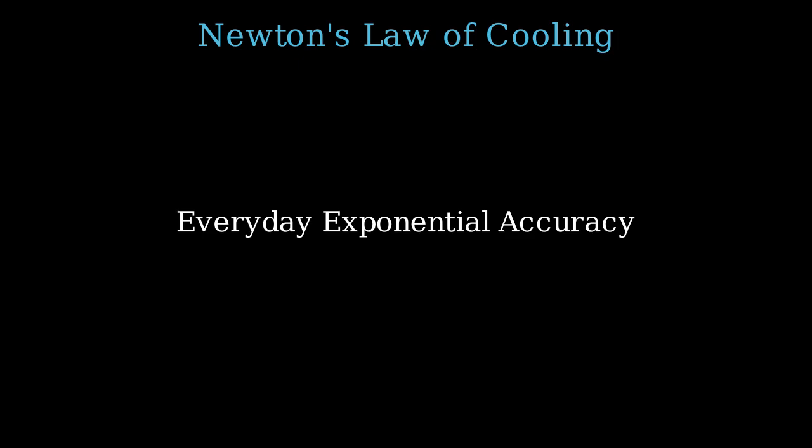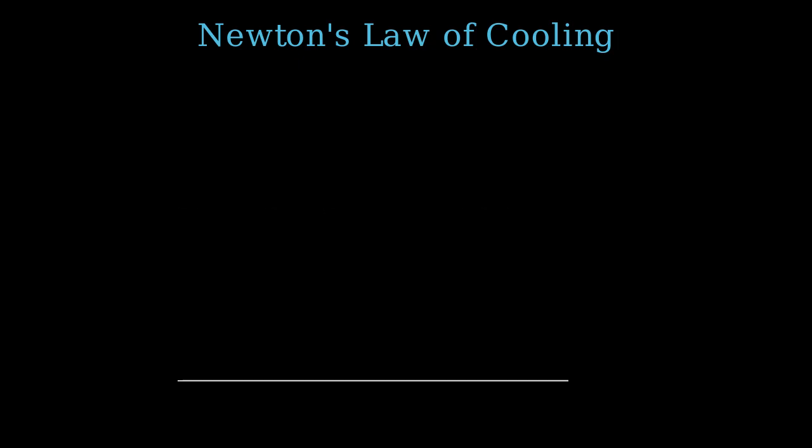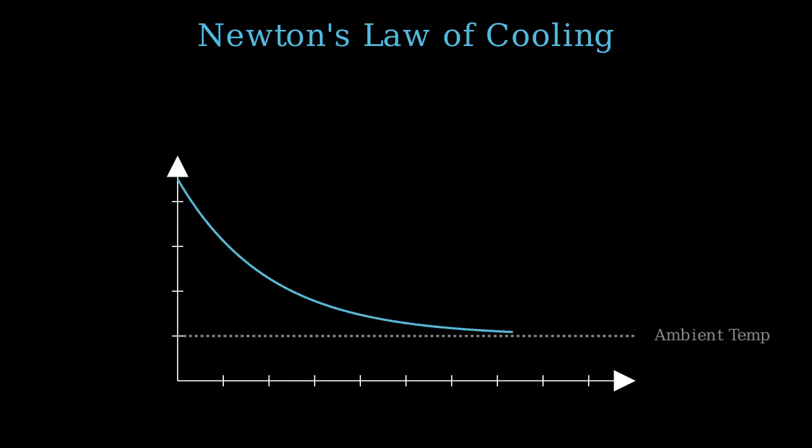On a graph, you would see the temperature line curve downward, getting flatter and flatter as it nears the ambient temperature line. Theoretically, the object never perfectly reaches the exact temperature of the room, but for all practical purposes, it eventually reaches a state of thermal equilibrium.